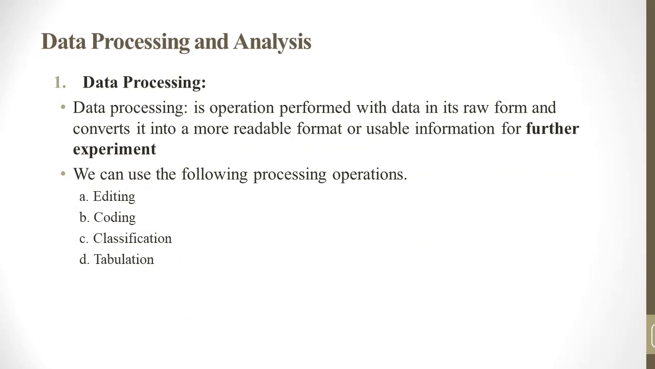Data processing and analyzing. Data processing. Data processing is an operation performed on data in its raw form and converts it into a more readable format or usable information for further experiment. We can use the following processing operations: editing, coding, classification, and tabulation.